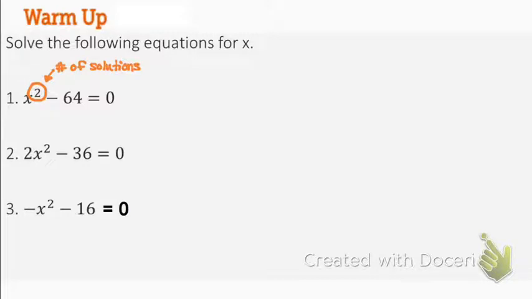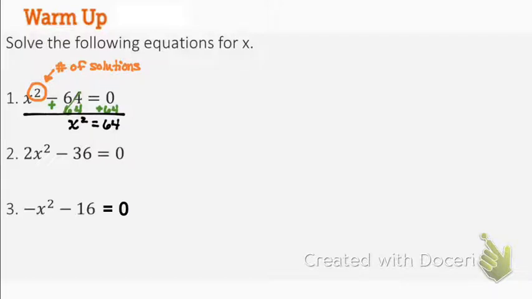On number 1, what's the first thing I need to do if I'm going to try to find these solutions? Get x on a side by itself. How do I get x on a side by itself? That's the first thing I would do. Subtract from both sides? What can I do on number 1 to solve this? Add 64 to both sides. So I would have x squared equals 64.